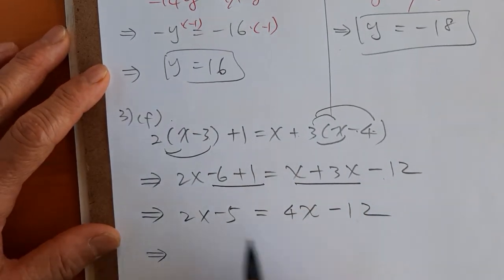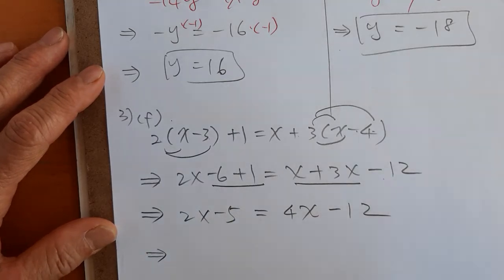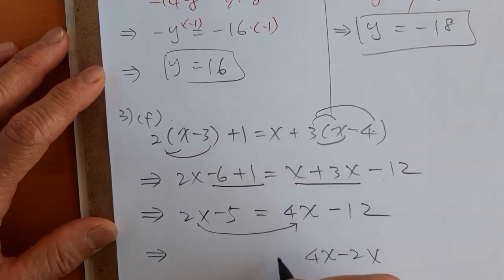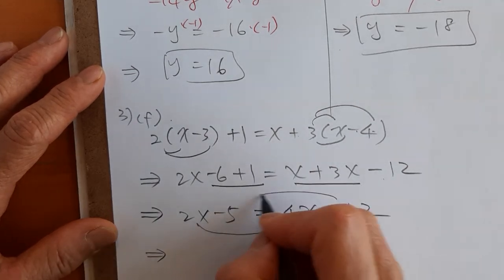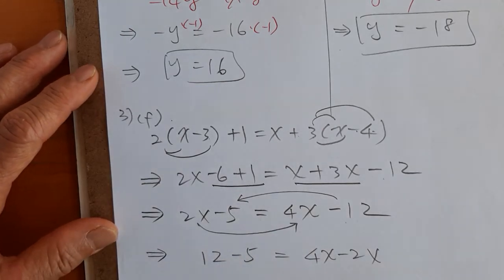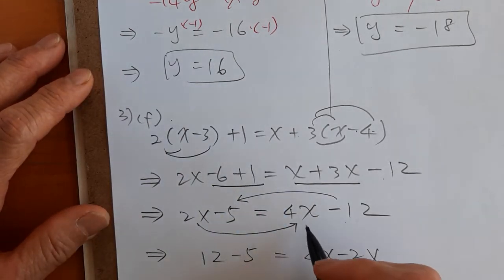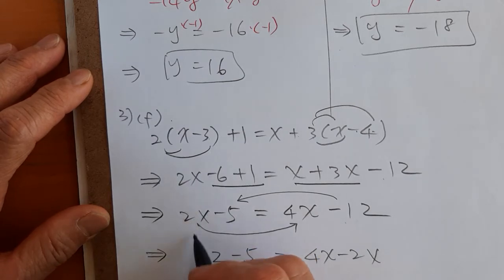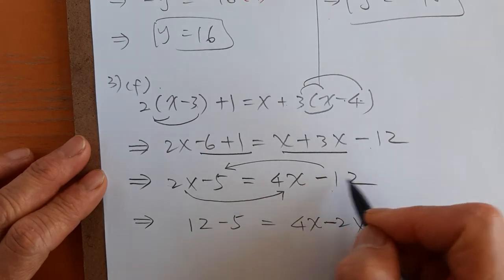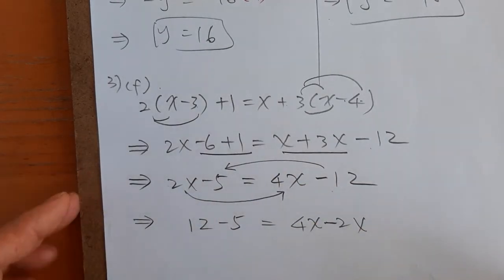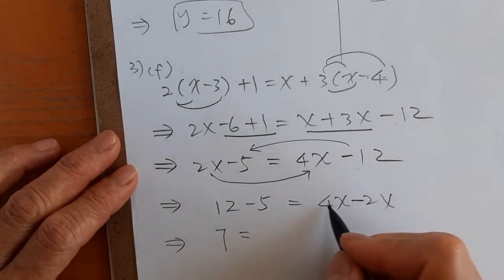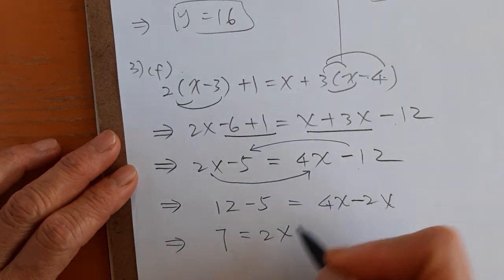And then we go, I move this 2x to this side, change the sign, minus 2x. And move this minus 12 to this side, it becomes positive 12, minus 5. Constant term, move to one side, change the sign. And 2x moves to the other side, changes to minus. And minus 12 changes to the other side, becomes positive 12. Then combine like terms. 12 minus 5 is 7 equals 4x minus 2x is 2x.